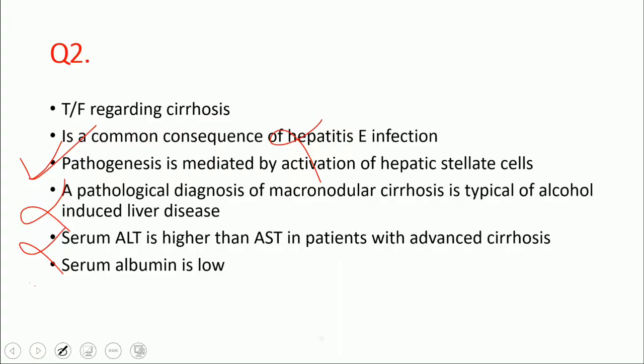And serum albumin is low, because that is reflective of the synthetic function of the liver. Any questions about that? Question number 2, any problems there?